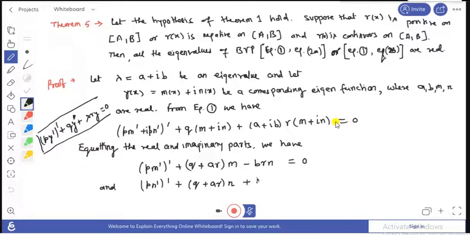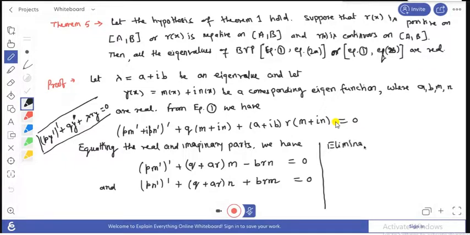So this is I b r m, that equals 0. So here we are equating imaginary and real parts. Okay, so now look here, this is q plus a r m and here q plus a r n. If we multiply here n and here m and subtract these two, we eliminate this term.